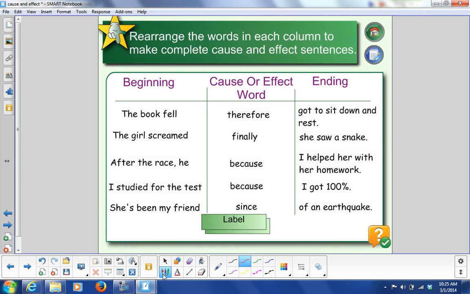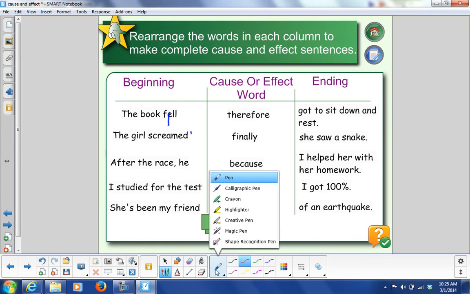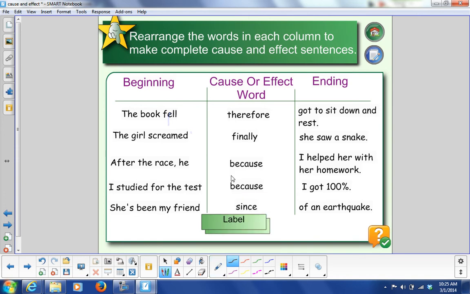Okay, well, an earthquake could cause a book to fall, right? So the book fell, blank of an earthquake. Okay, so the book fell because of an earthquake.